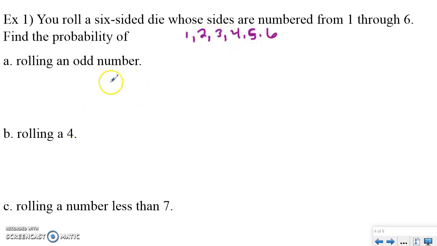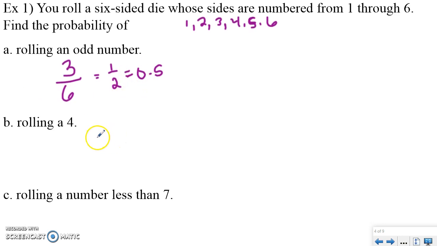The probability of rolling an odd number: there are 6 possible options. There's 6 sides, 6 numbers. And 1, 2, 3 of them are odd. So the probability of rolling an odd number is 3 out of 6, or 1/2, or 0.5. Make sure you reduce your fraction or give me a decimal.